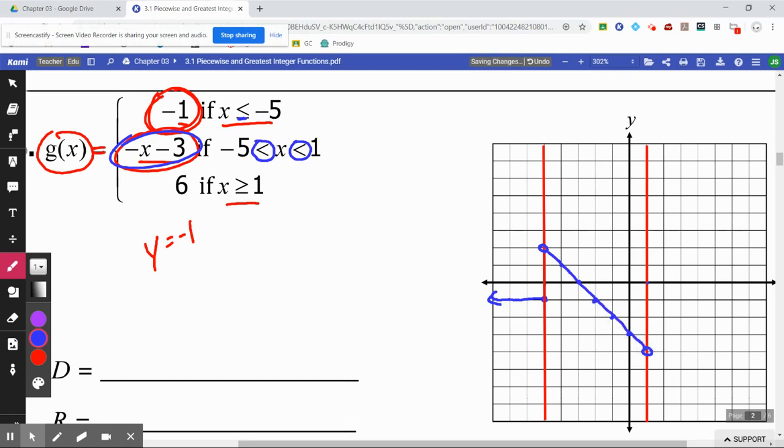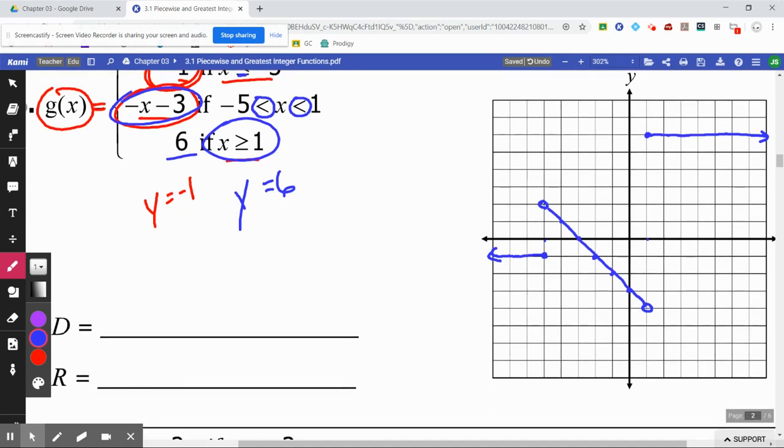Okay, and then to the right of 1, I'm going to graph the line y, or g of x, equals 6. So that's going to be a horizontal line as well. So we're going to go up to 1, 2, 3, 4, 5, 6. And from this point to the right, I'm going to graph that horizontal line. So there's your graph. All depending on what your domain is, what your x values are, that's what your graph would look like.